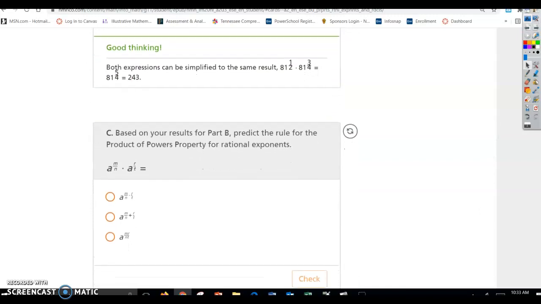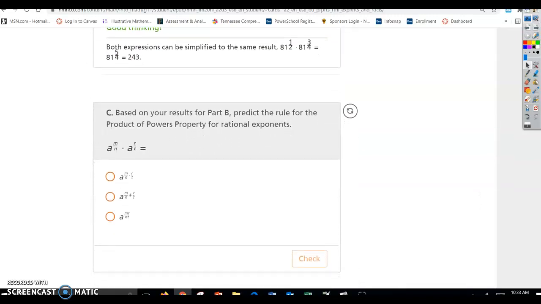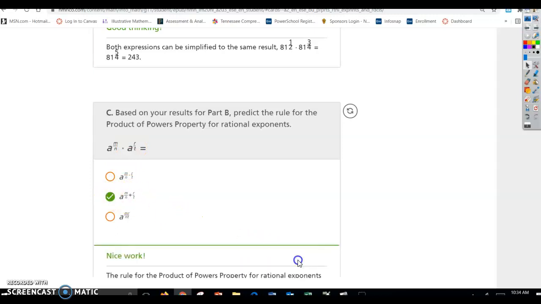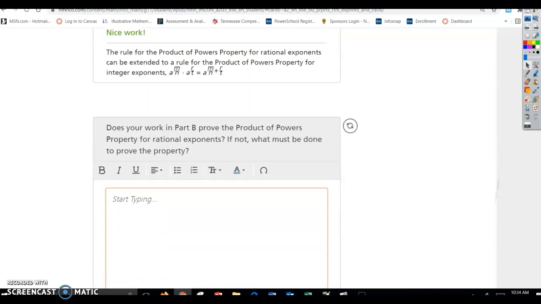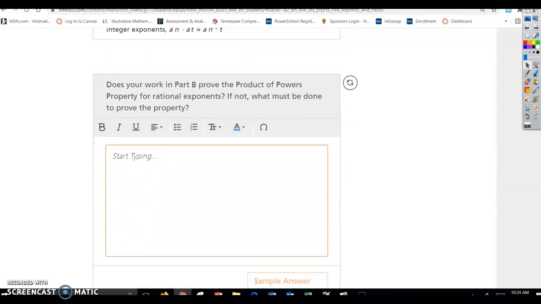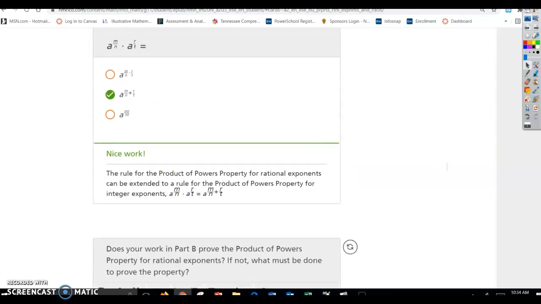All right, based on your results from part B, predict the rule for the product of power property for rational exponents. So you got the same base. Same base when you're multiplying, you add exponents. So we got m plus r and n plus t. Does your work in part B prove the product of powers property for rational exponents? If not, what must be done to prove the property?